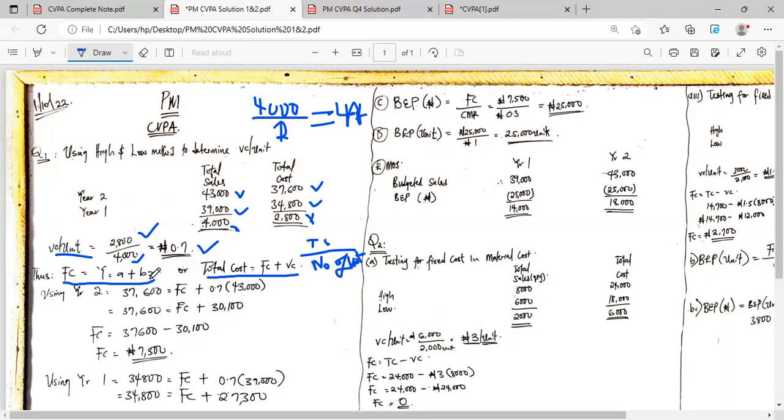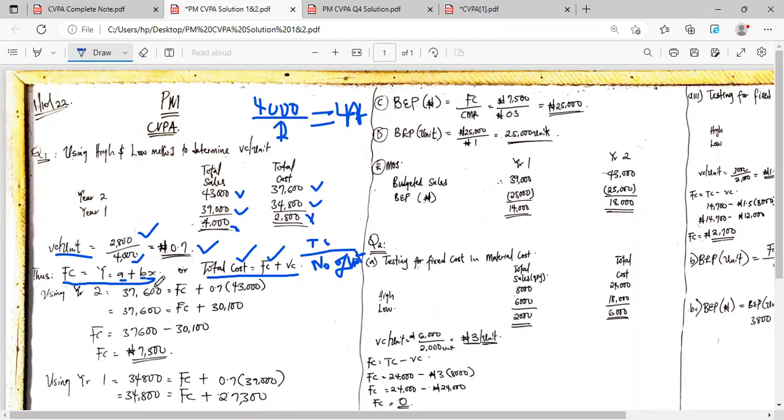The cost function is y equals a plus bx, where y is total cost, a is fixed cost, b is variable cost per unit. I repeat, b is variable cost per unit, while x is total number of units. So this is the meaning of the cost function.